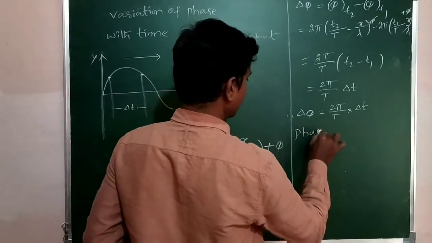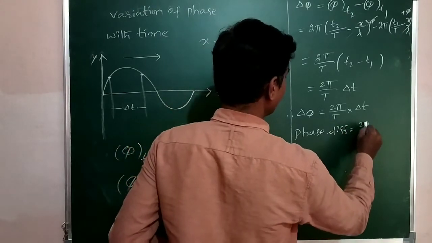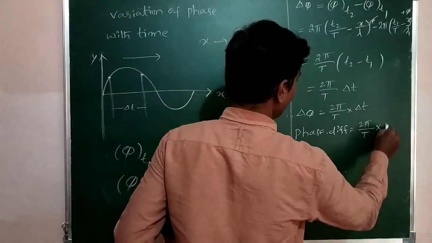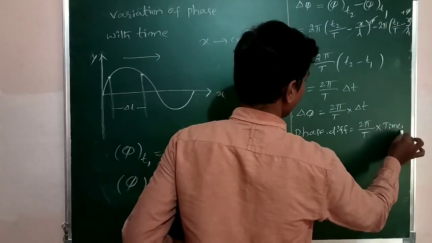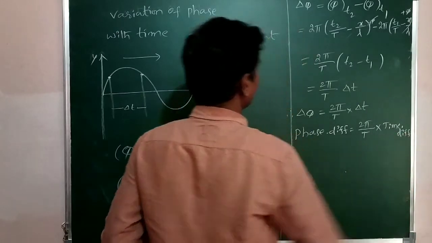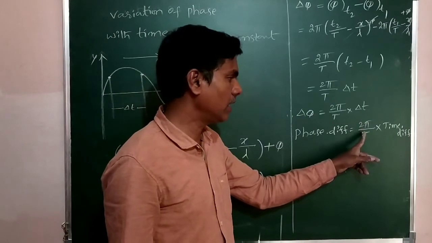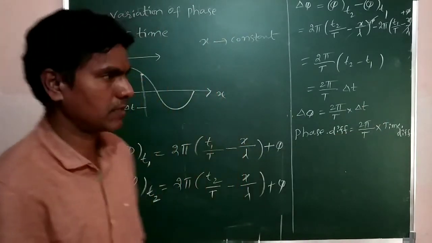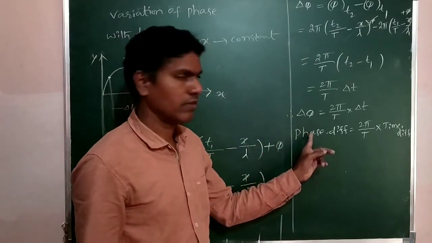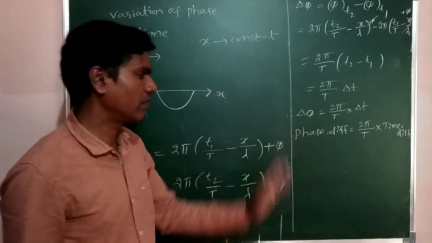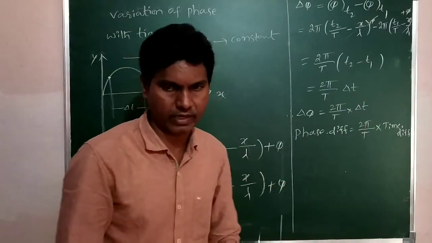Phase difference is equal to 2 pi by capital T into time difference. This is the time difference. This equation is very important. Its formula is very important. Phase difference is equal to 2 pi by T into time difference.